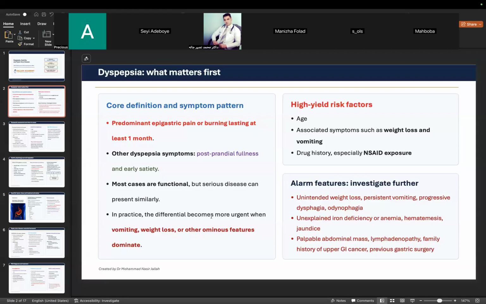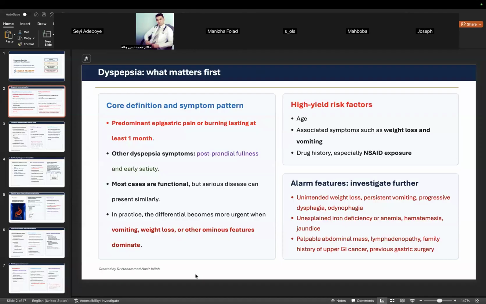In practice, the differential becomes more urgent if you have a patient who has these signs and symptoms, which are called warning signs, and that's the main reason I made it red and bold so that it stands out a little bit more than the other part. Vomiting, weight loss, or any other ominous feature, like stricture. So these are the things that you need to pay attention to when you're differentiating, because these things are urgent, or they are priority number one to be mentioned.